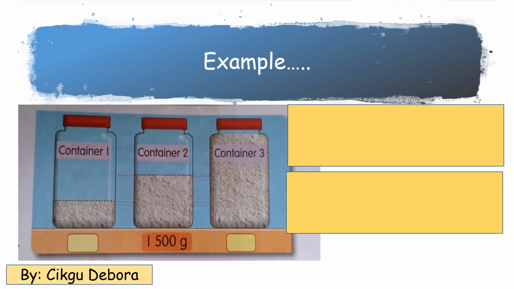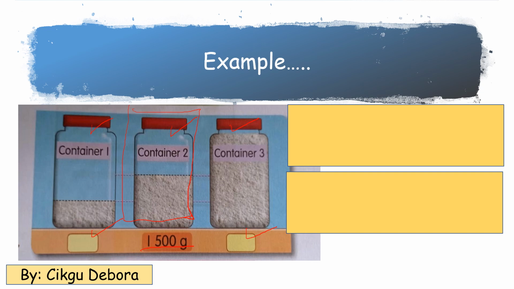Okay kids, we move to example. Okay, look here, there are three containers. Container 1, container 2, and container 3. So the reference set for this question is container 2. Container 2 has 1,500 gram flour. So based on container 2, we will make estimation. We need to guess the mass of flour in container 1 and container 3.